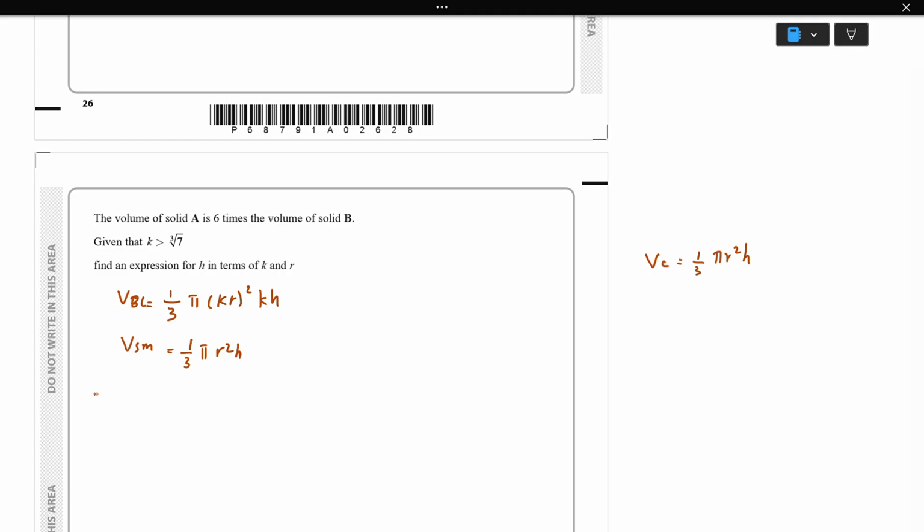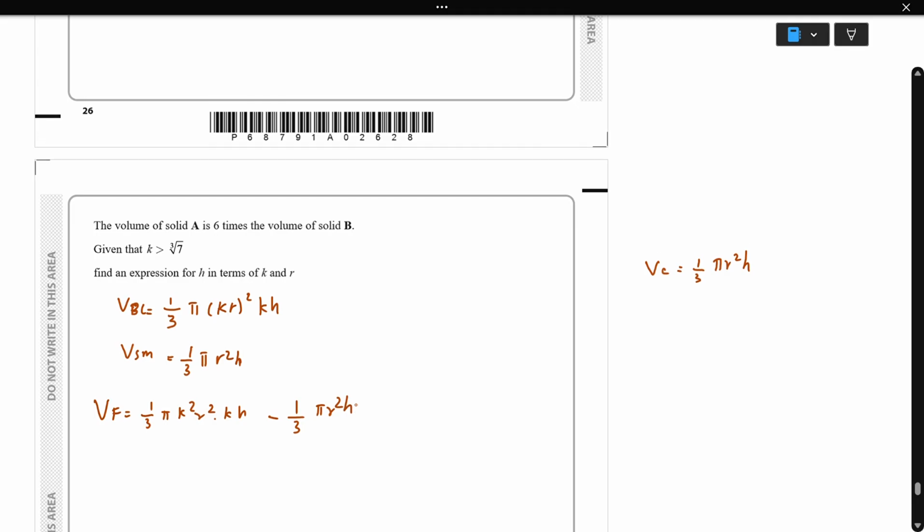Now the volume of the frustum is the entire volume minus the cut down volume. So the volume of the frustum is 1 by 3 pi, expanding this, k square r square into kh, minus 1 by 3 pi r square h. So we got the volume of the frustum.